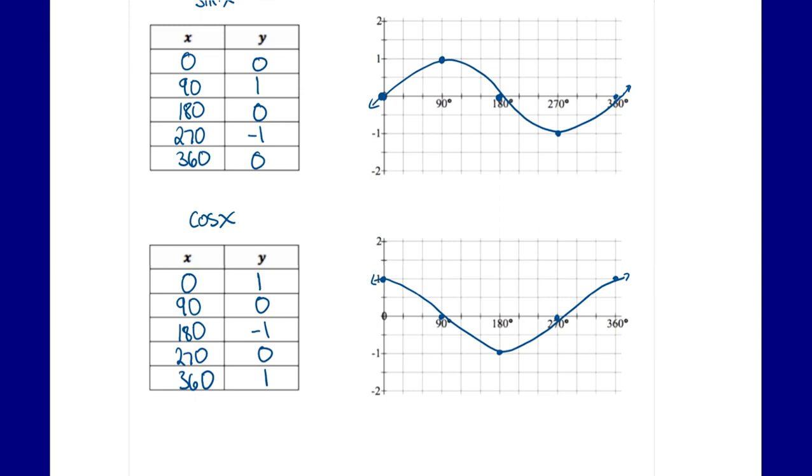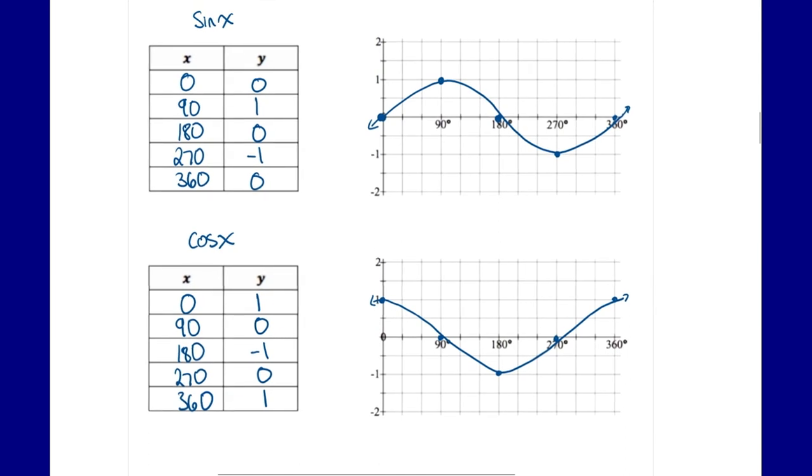It still has a period of 360 degrees. It still has the same amplitude. It still has the same max and min, just a different portion. We'll talk about how they're related in the next lesson or a little bit later on. But again, we just want to make sure we know the key points, because that will help us with our transformations.